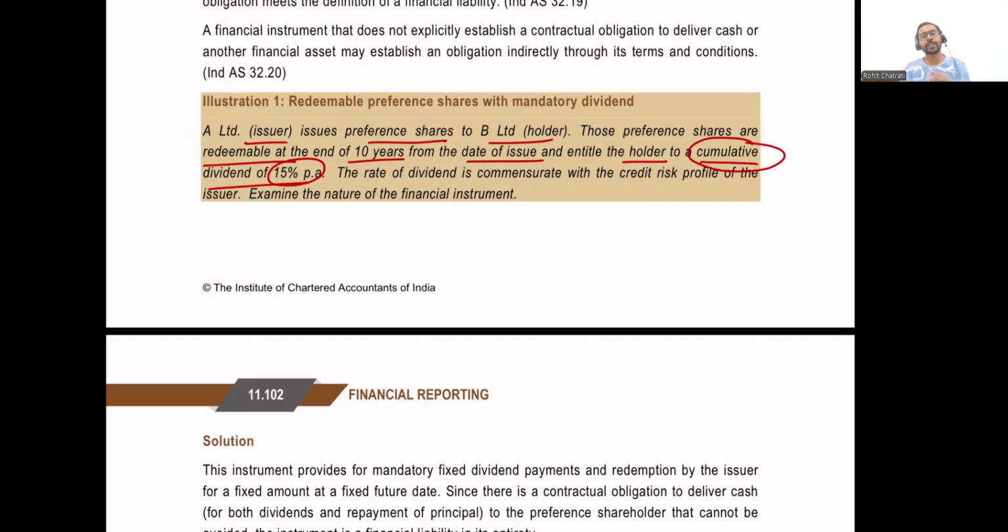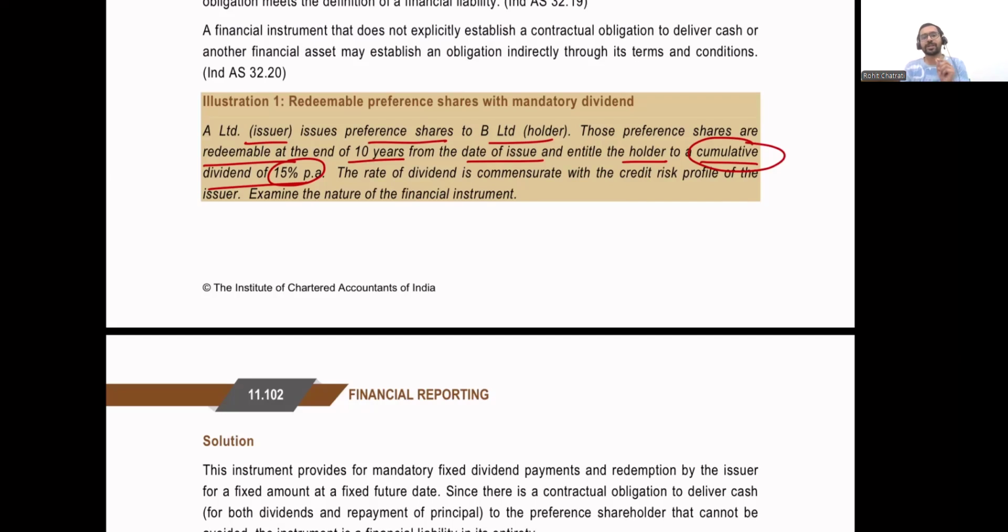The other type of dividend can be non-cumulative, where if A Limited does not pay dividend in the current year, it is not obligated to pay the current year dividend in the next year. If I skip paying dividend in the current year, I need not pay the dividend for the current year in the next year. That is an example of non-cumulative nature.